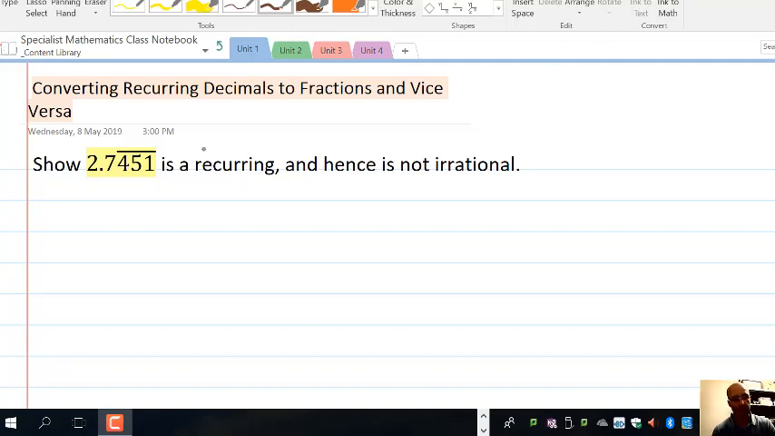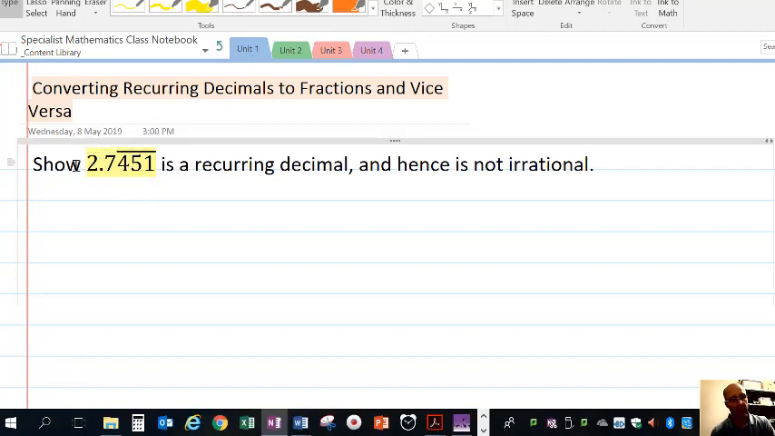So here we've got 2.7451 with a recurring bar. We're going to show that it's a recurring decimal, and hence because it's a recurring decimal, we can show that it's integer over integer. We can write it as a fraction, and thus it's not irrational. Now, this is not a formal proof, but it is related to some of the work we've done so far on types of proofs. That's why the word show is used. So not a formal proof, but it's got elements of proof in it.